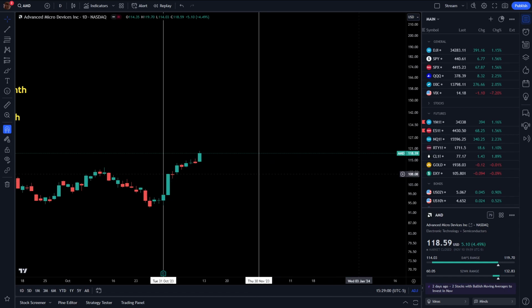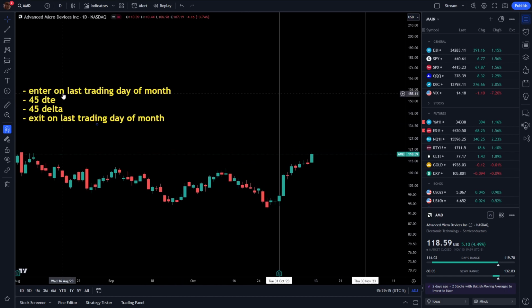So let's hope for the best on AMD. Again, if you're up big and you want to take profits, take profits. I'm not a financial advisor. That's not financial advice. But for me, I'm going to be holding. That's my trading plan. That's how I backtested all my trades, by holding through the entire month, and it does pay off pretty well, in my opinion. Again, not financial advice.